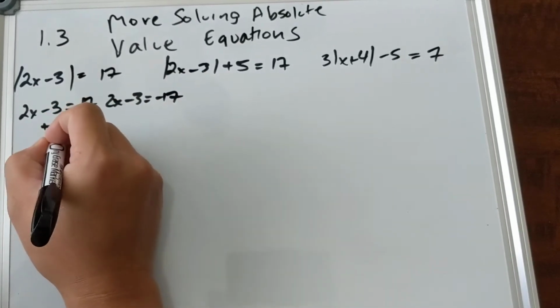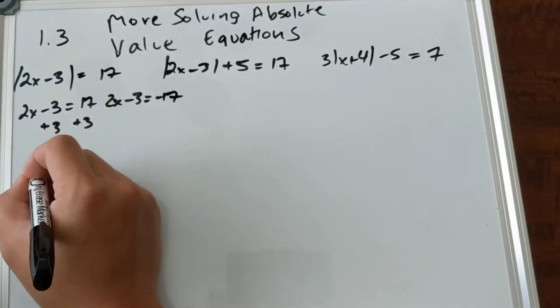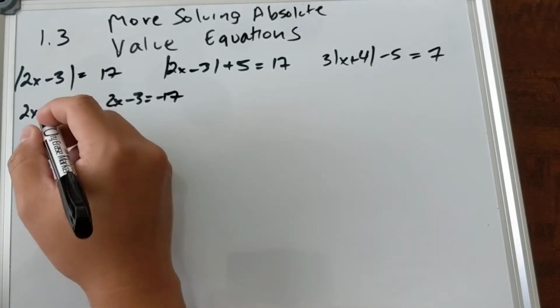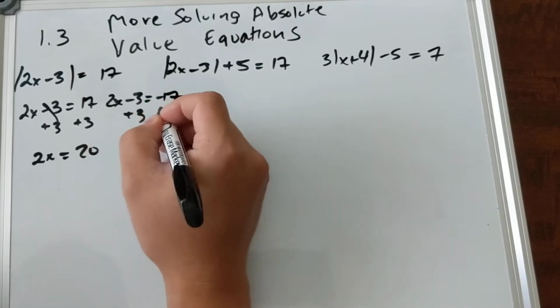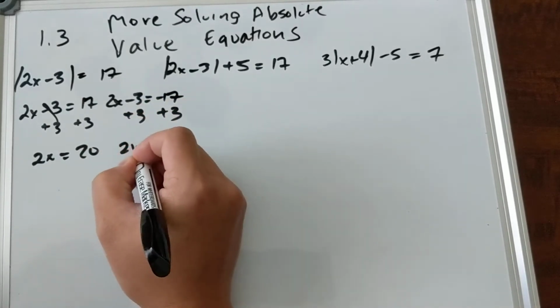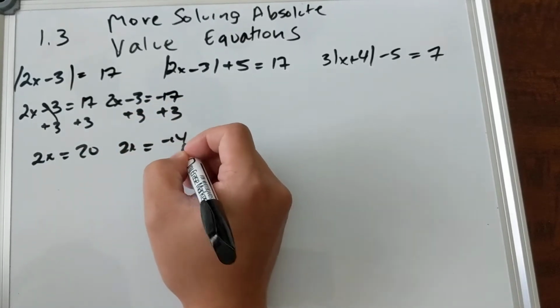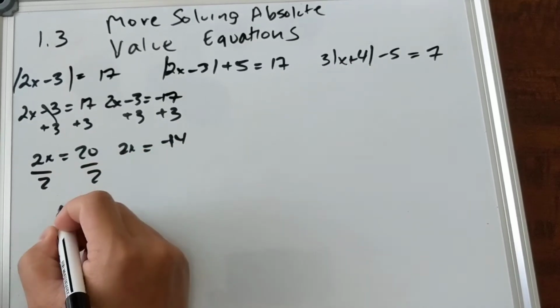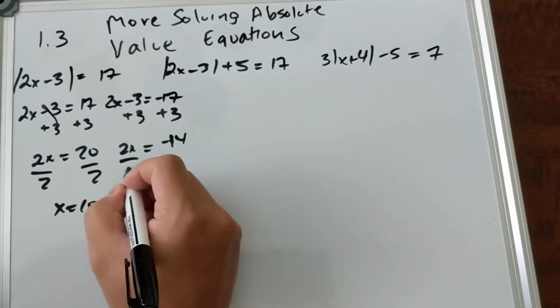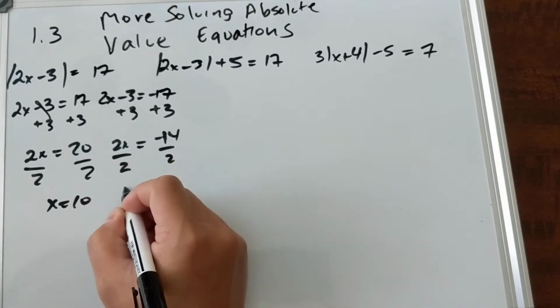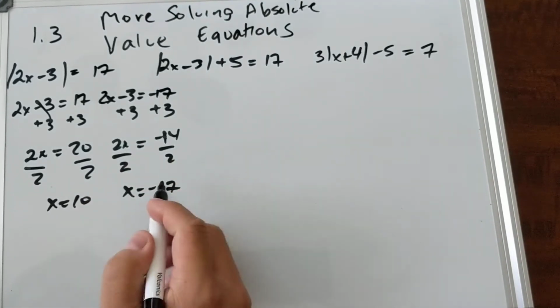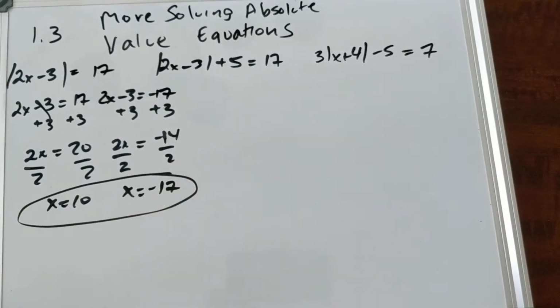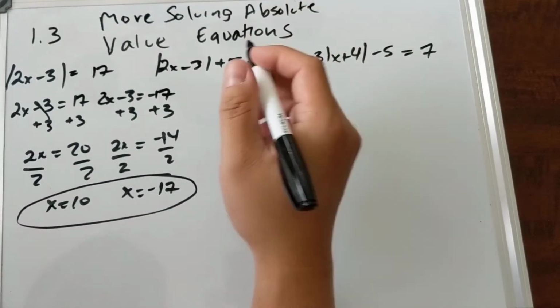So I'm going to go plus 3, so then 2x equals 20, plus 3, this is 2x equals negative 14. And then you just keep solving, divide by 2, so x equals 10, divide by 2, x equals negative 7. So again, we did an absolute value equation. We had two different answers. Okay.